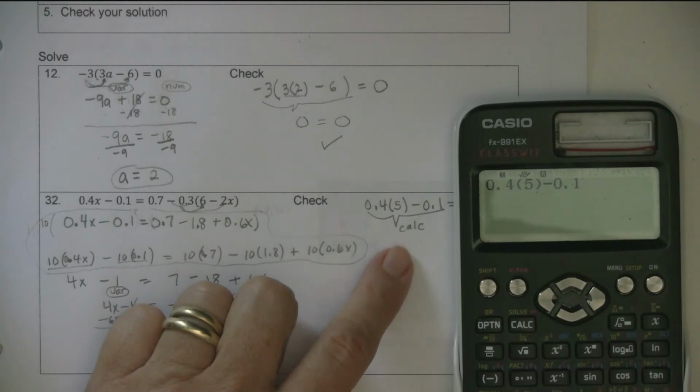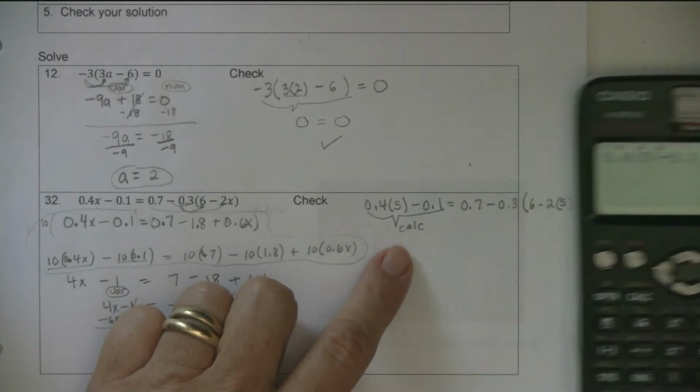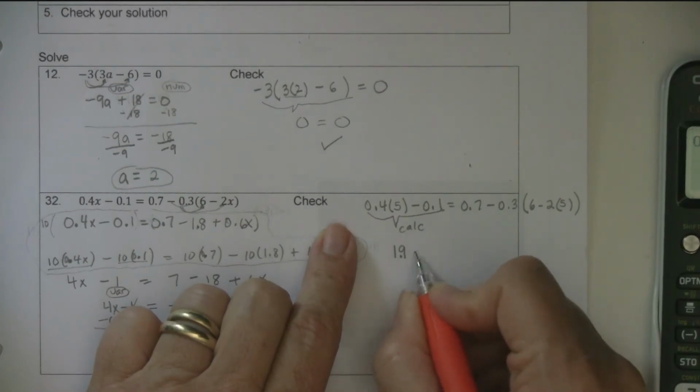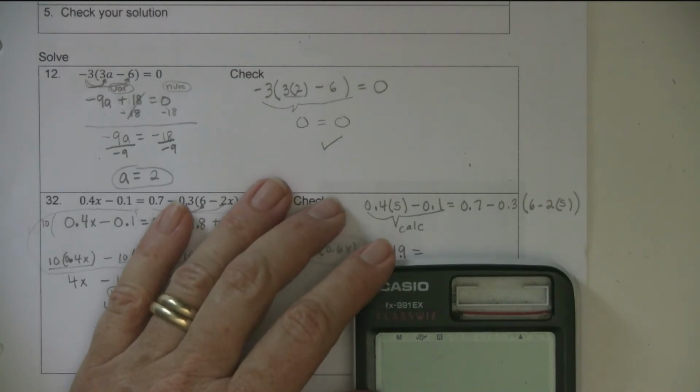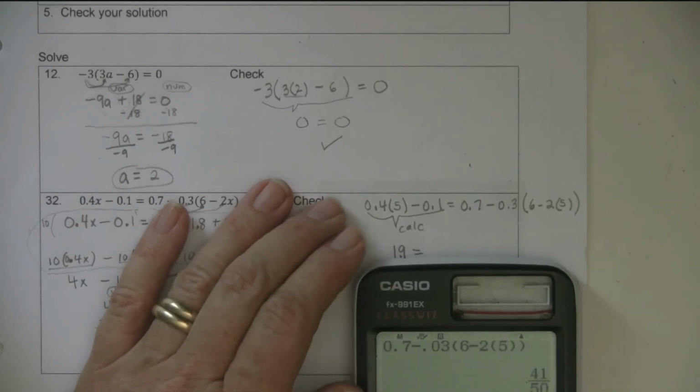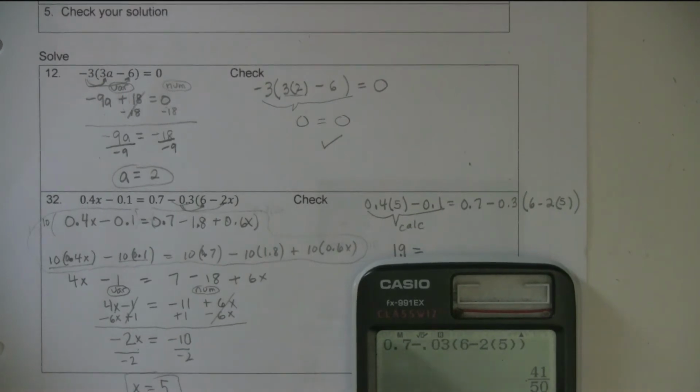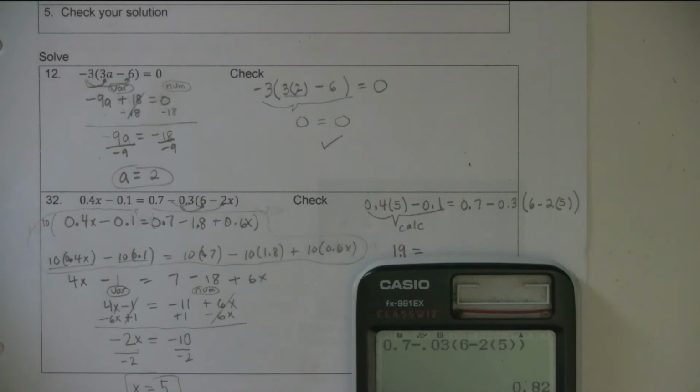Okay, so I'm making sure that it's exactly what I have there, 19 over 10, which is the same as 1.9. And then I want to make sure that the other side is also 1.9, so I'm going to put that whole thing in. So concentrate a little. What did I do wrong?